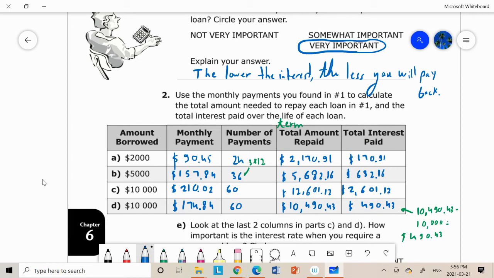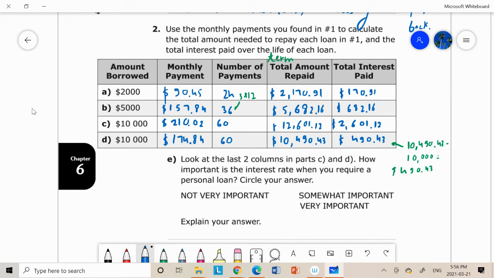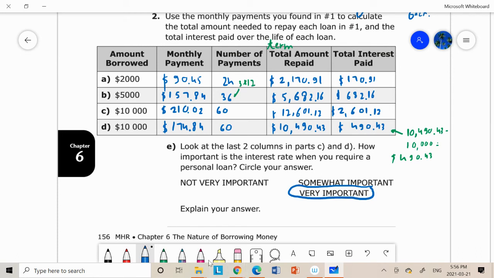Okay, moving on to look at the last two columns in part C and D. How important is the interest rate when you require a personal loan? Circle your answer. So we can see again, it's very important, right? The difference is significant in the total amount we're paying. So we'll circle that and explain our answer. That the lower the interest rate, the less you will have to pay back.